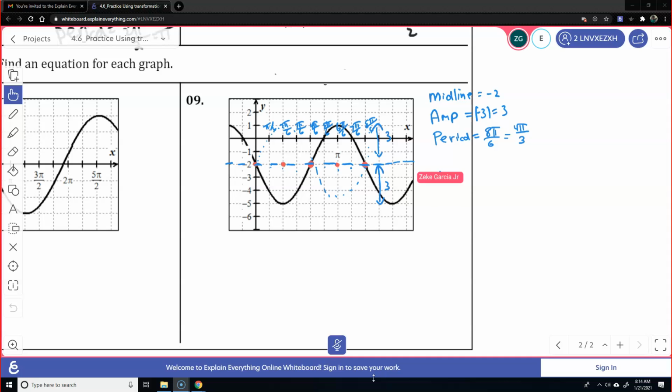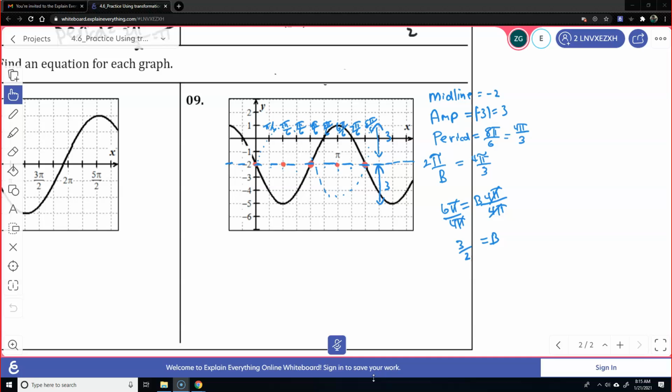So we got to find the value of b. So we know that the period is going to be 2 pi over b, and we know that the period is 4 pi over 3. So you notice I set them equal to each other. I'm going to cross multiply. So you have 6 pi is equal to b times 4 pi. So you divide by 4 pi. These cancel. So b, divisible by 2, is 3 over 2.